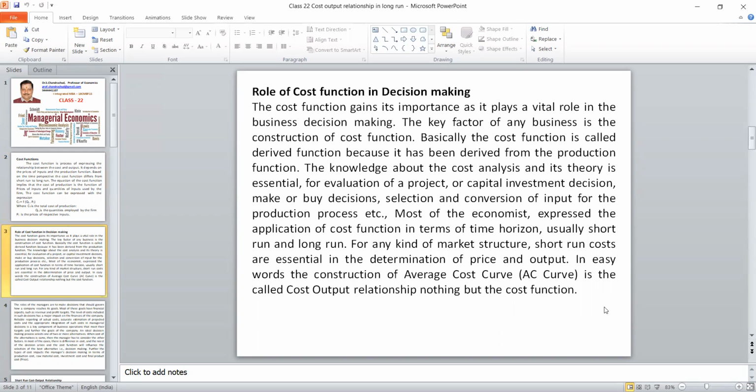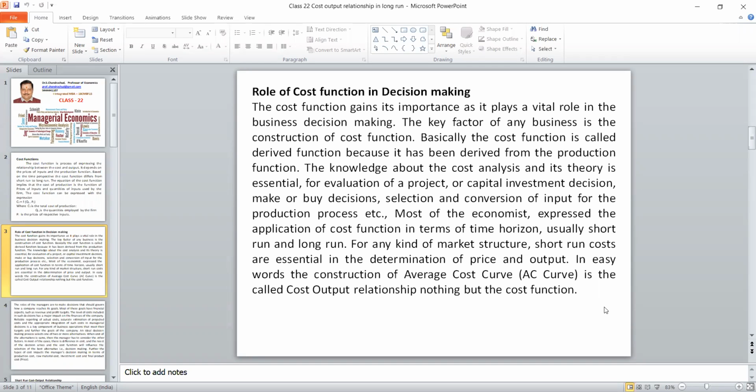There are different duties allotted for the manager. So, while considering the cost as a function, what are the things that you should consider? There are many key factors for the business to construct the cost function. Basically, it is not a direct function, it is a derived function. Why? Because first we should construct the production function. Based on the production function only, the cost function is constructed. So the cost function is otherwise called a derived function.